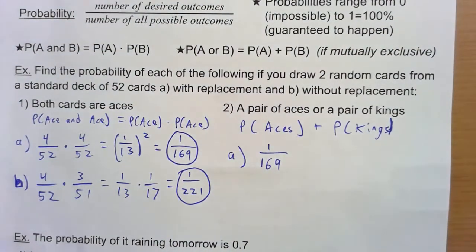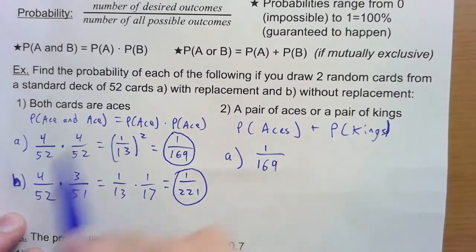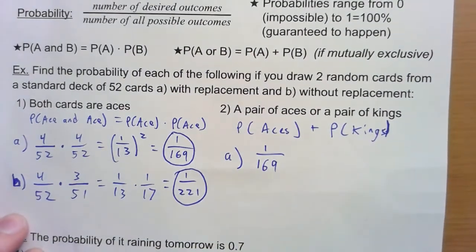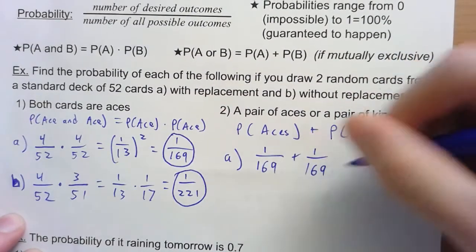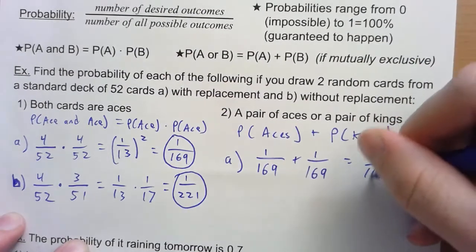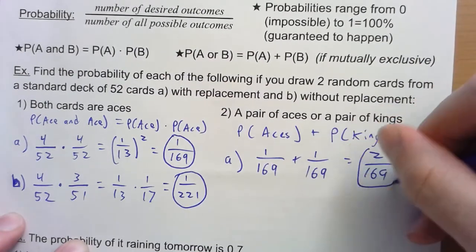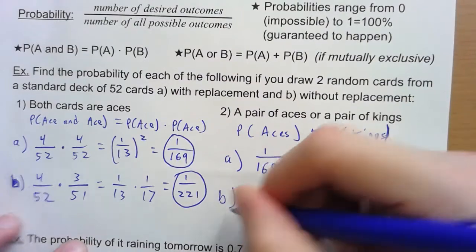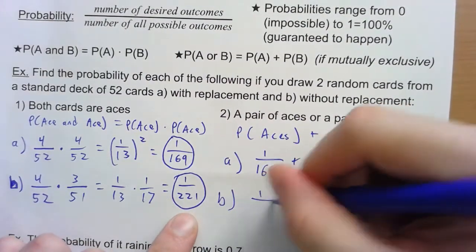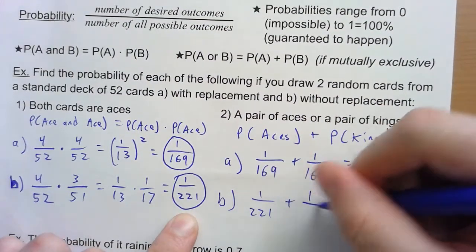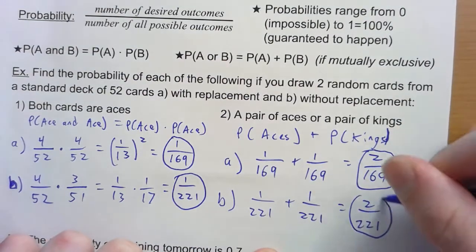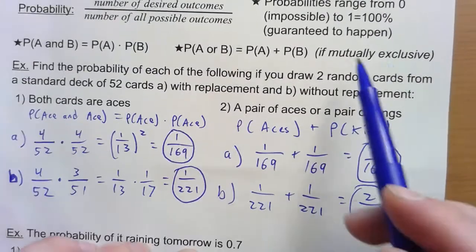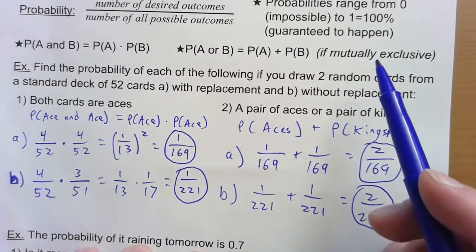Okay, well, kings, there's 4 kings in the deck too, right? All this math that we did is going to be exactly the same thing, whether it was an ace or a king. So the probability of 2 kings is also going to be 1 out of 169. So 2 out of 169. And then here it's just going to be 1 out of 221, 1 out of 221, 2 out of 221. Again, it has to be that they're mutually exclusive.